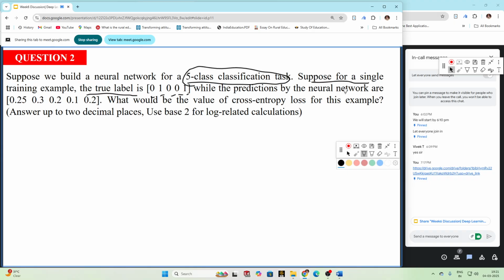While the predictions of the neural network are 0.25, 0.3, 0.2, 0.1, and 0.2. What would be the value of the cross entropy loss for the example? Answer up to two decimal places. Use base 2 for log related calculations. So what is the formula of the cross entropy loss?